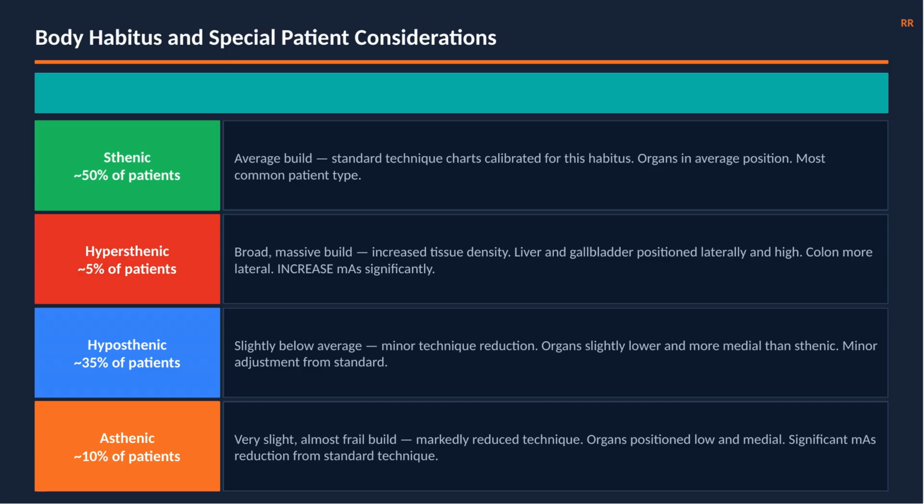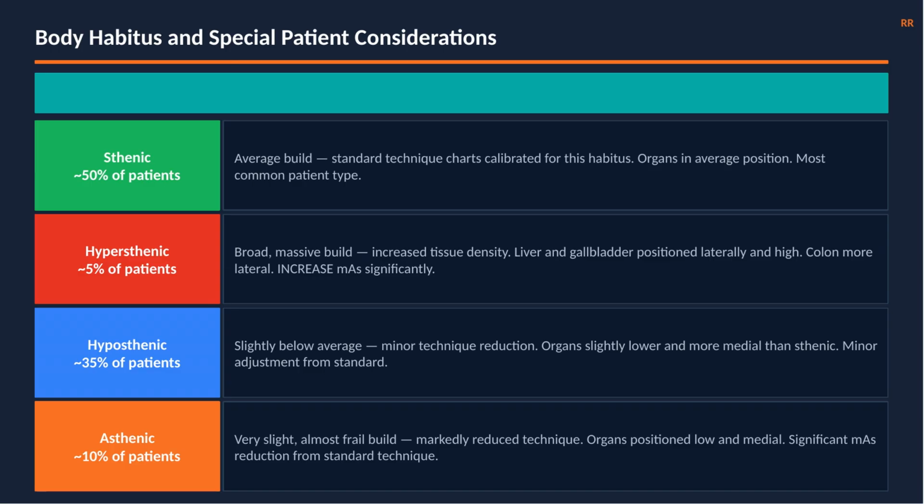Hypersthenic, broad, massive build, significantly increased tissue thickness. Liver and gallbladder positioned laterally and high. Colon more lateral. Increase MAS substantially, often 40 to 60% or more above standard. Approximately 5% of patients. Hyposthenic, slightly below average.